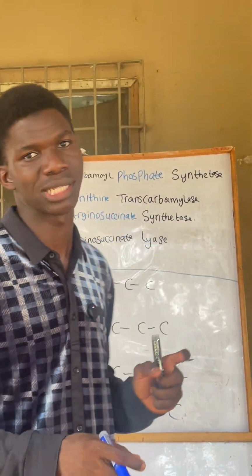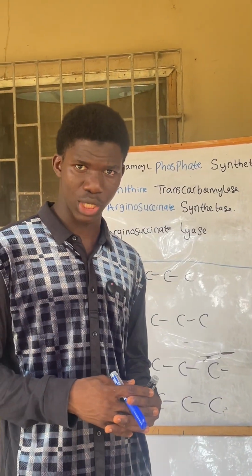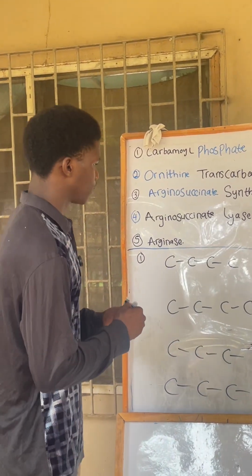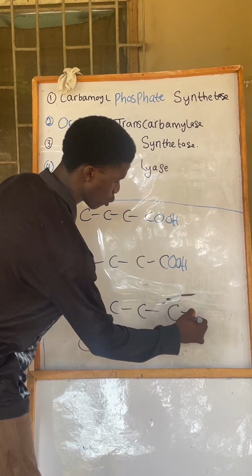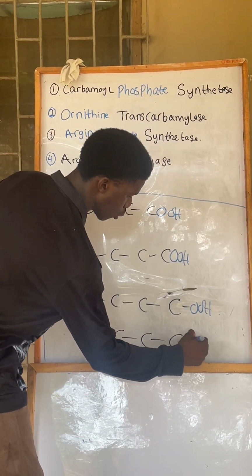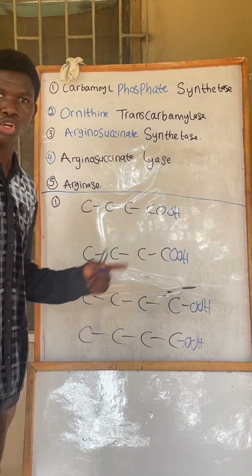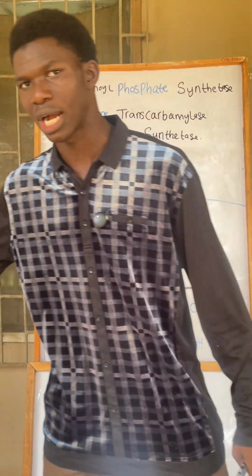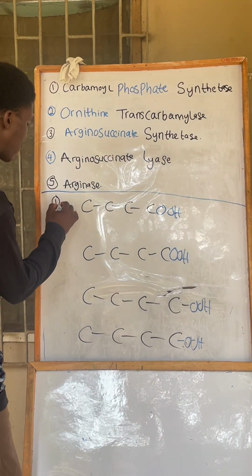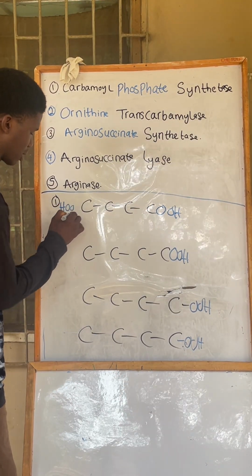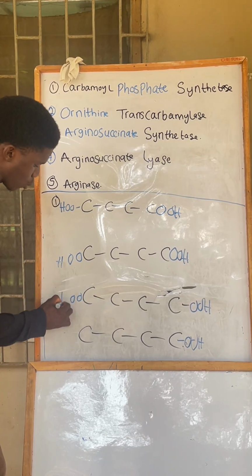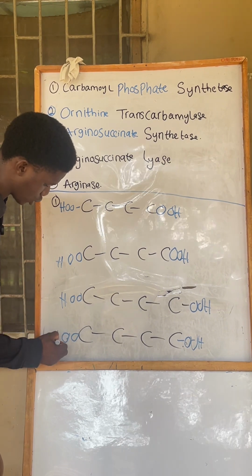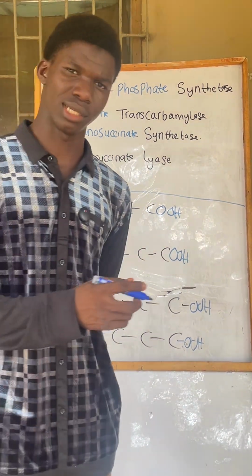A carboxylic acid group, this carboxylic group. Each of them has the carboxylic group, COOH. But not just at the front only, both at the front and at the back. Do you understand? They have a carboxylic group at the front and a carboxylic group at the back, COOH at each end.